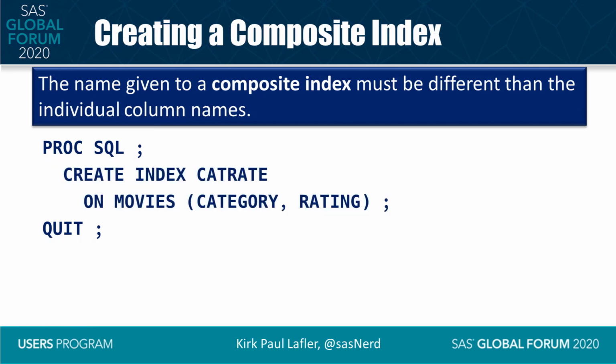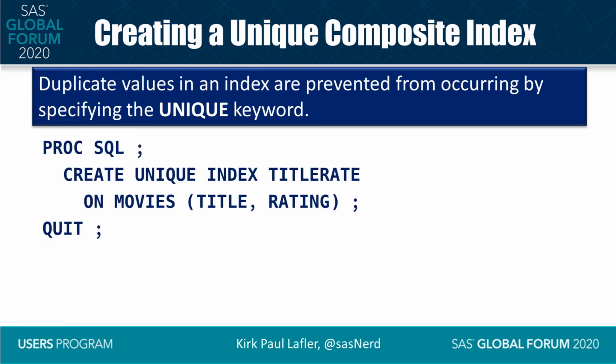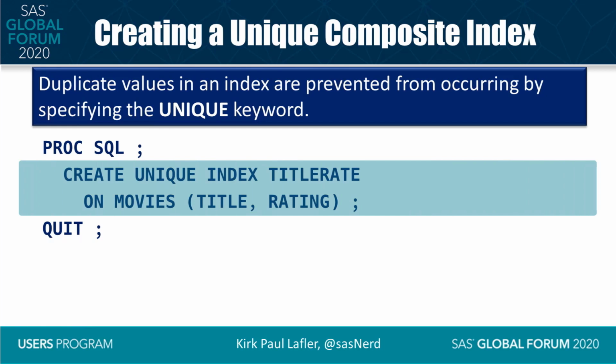How about creating a unique composite index, where the duplicate values in an index are prevented from occurring by specifying the unique keyword? Using the code we created to create our composite index, we can use that same code and just add create unique index. And let's say we want to create a different composite index for title and rating. Title being the primary variable and rating being the secondary variable. The index we're going to create is called title rate.